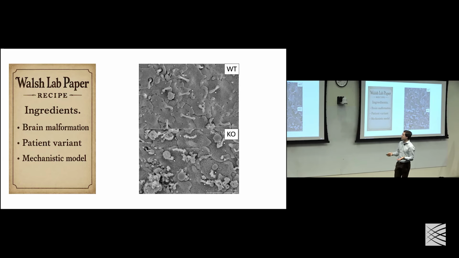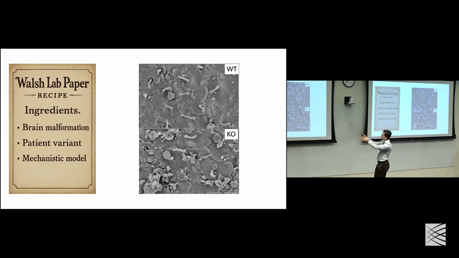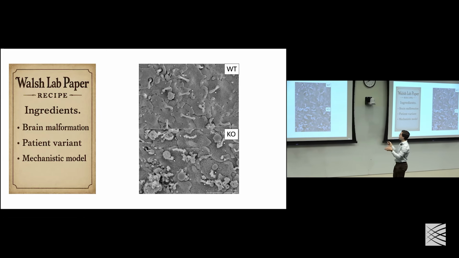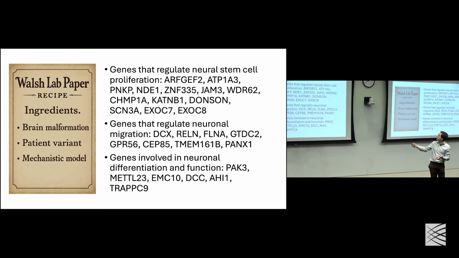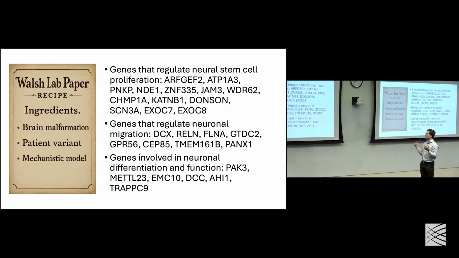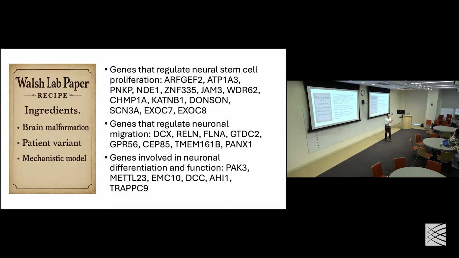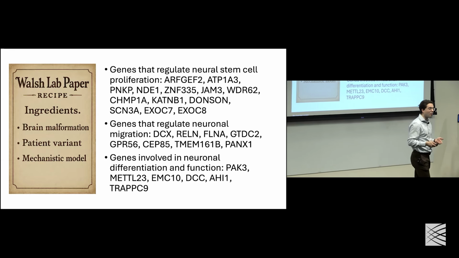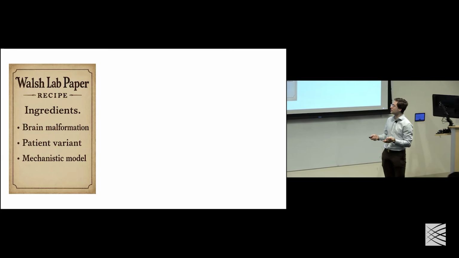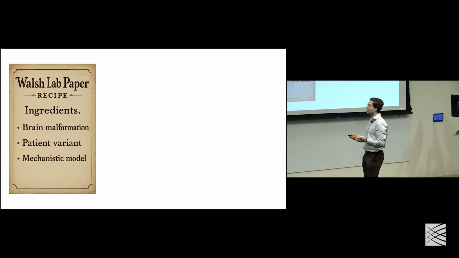So this is just one example we found of a brain malformation, a patient variant, and a mechanistic model. We've done this many, many times across many different classes of genes. We've looked at genes that regulate neural stem cell proliferation, neuronal migration, differentiation, and even neuronal function. And all using this same pipeline of looking at a brain malformation, sequencing the DNA found in the blood, and then modeling it in the appropriate system. And you could probably guess that it did not always go so smoothly. And that's when the focus of our lab started to evolve a little bit.